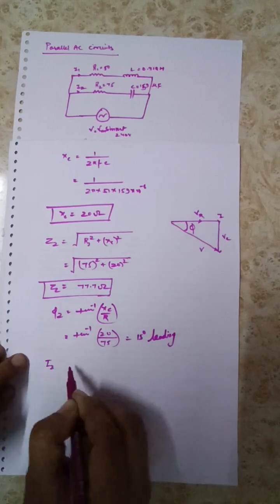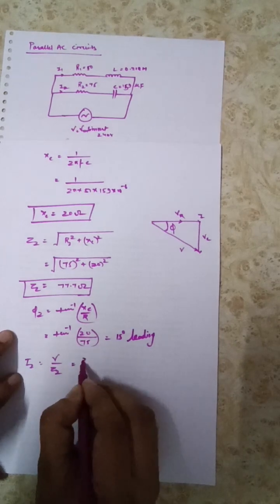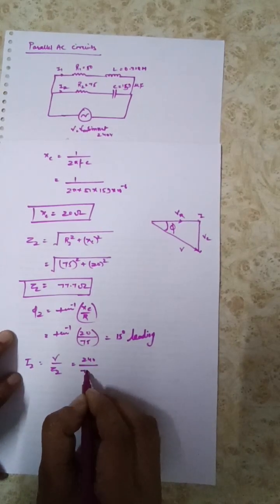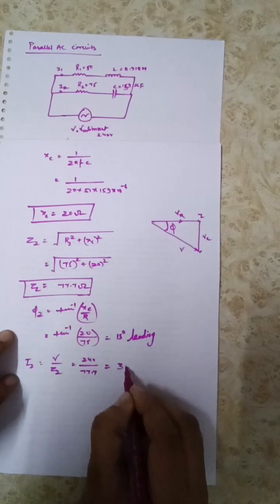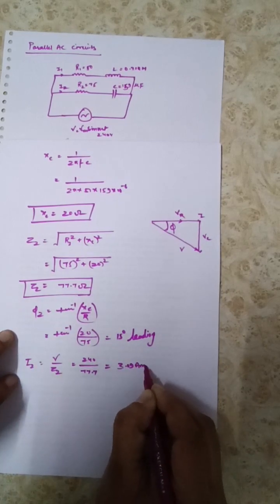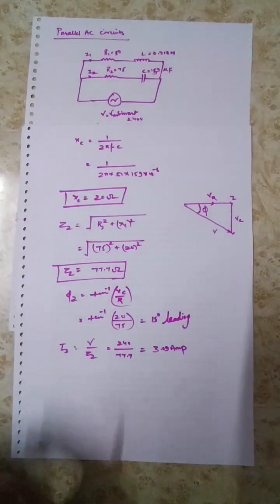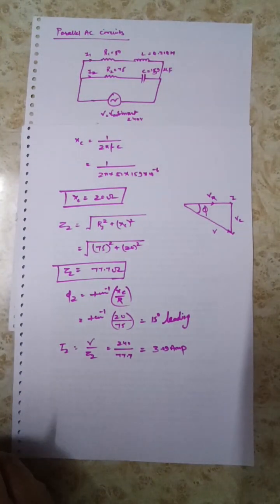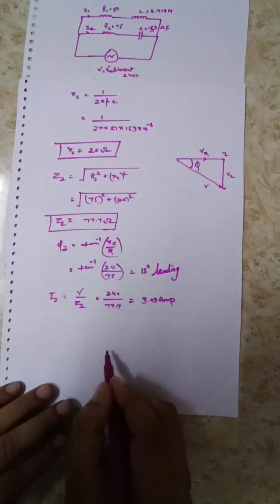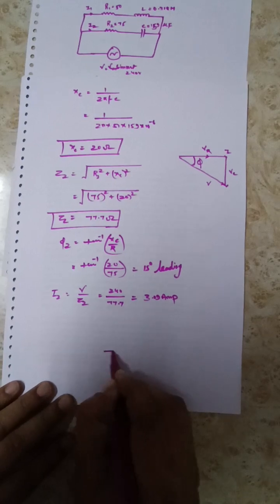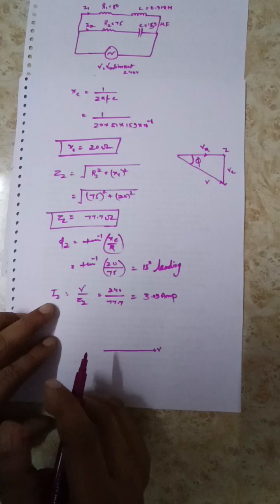Now I2 will be equal to V upon Z2. So V is 240 and Z2 is 77.7. So the current will come out to be 3.09 ampere. Clear? Now what we have to do? We have to draw the phasor diagram for current and voltage. Let me take voltage as the reference phasor. Clear?